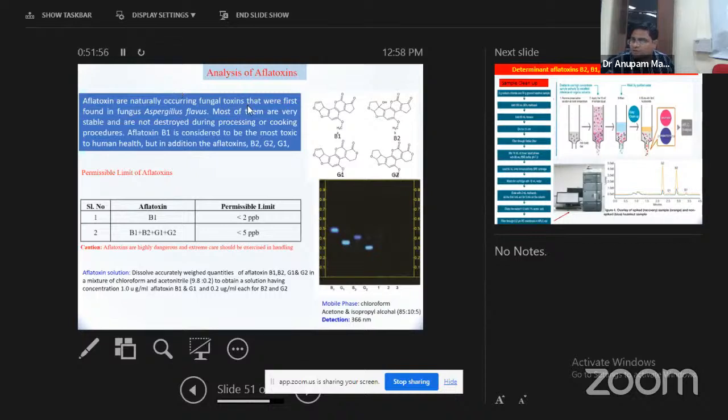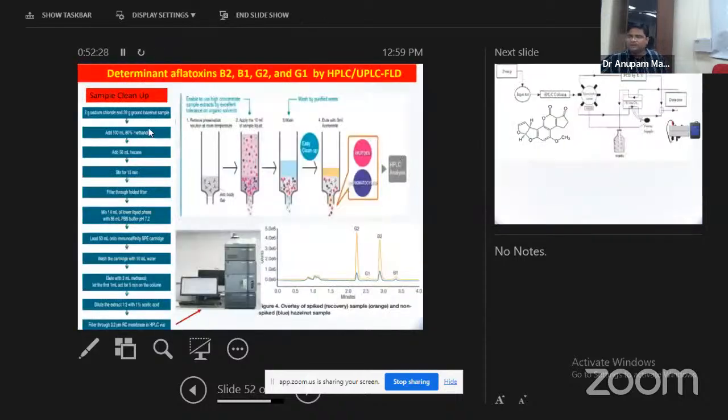What are aflatoxins? Aflatoxins are naturally occurring fungal toxins first found in the fungus Aspergillus flavus. These are the structures of aflatoxins. Aflatoxin B1 is considered the most toxic to human health, more toxic than B2 and G1. In TLC you can visualize aflatoxin, but for estimation of aflatoxin you have to use HPLC or UPLC. This is one example of determination of aflatoxins B1, B2, G1, and G2 by HPLC and UPLC.